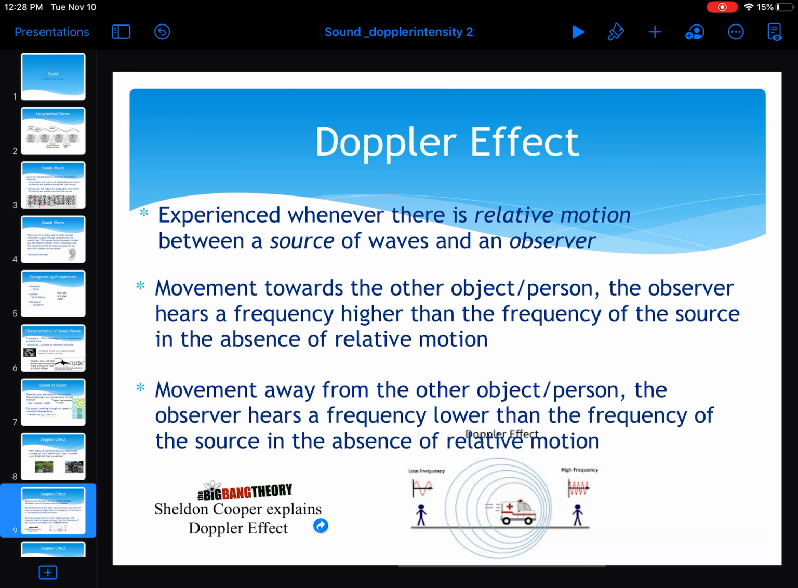If you are the person standing behind the ambulance in this case, then as those sound waves are being emitted, because the ambulance is driving away from you, that is causing a larger gap in between the sound waves.